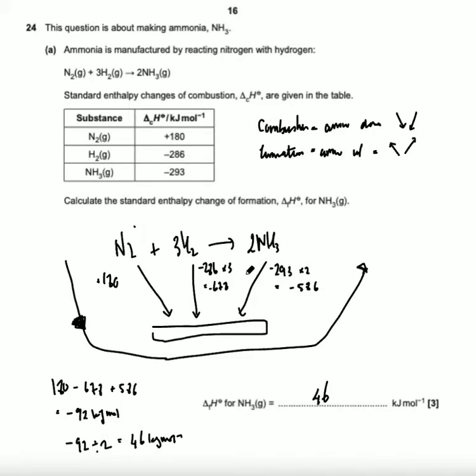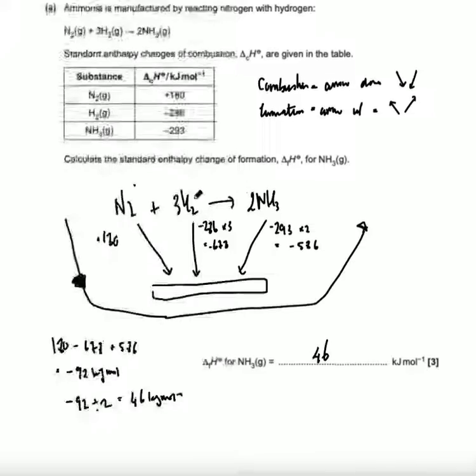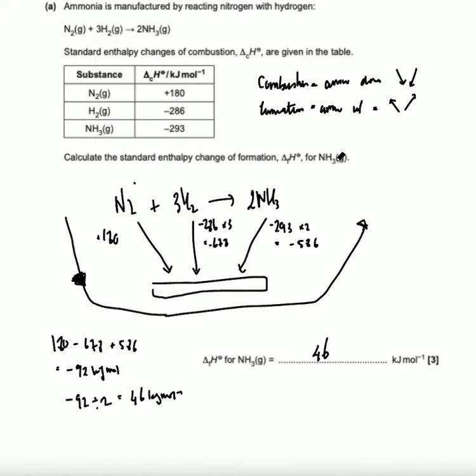This question is about making ammonia, NH3. Ammonia is manufactured by reacting nitrogen and hydrogen. So N2 plus 3H2 gives us 2 NH3s. The standard enthalpy changes of combustion are given in the table over here. Calculate the standard enthalpy change of formation for NH3.